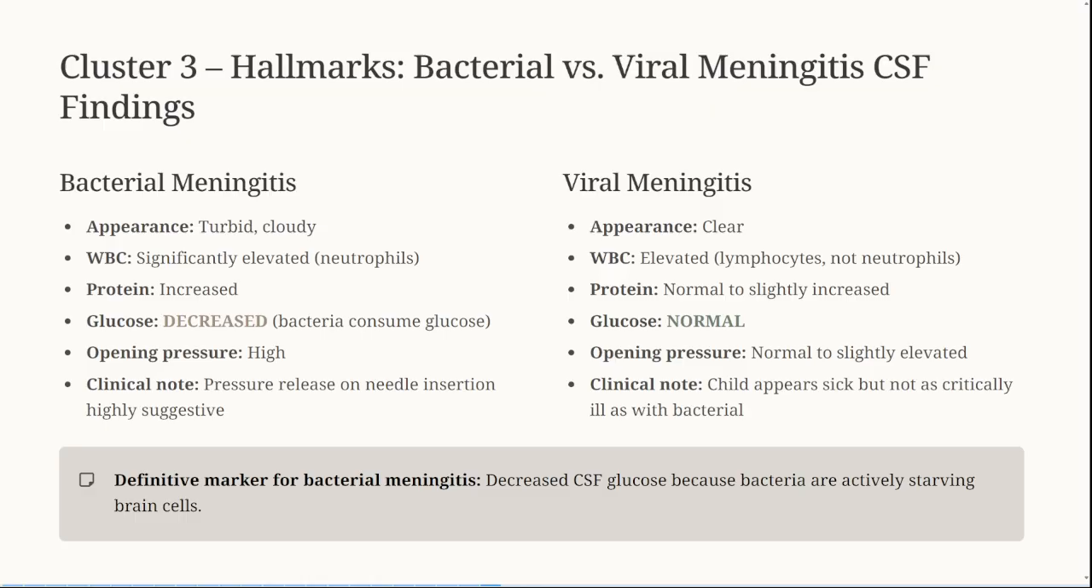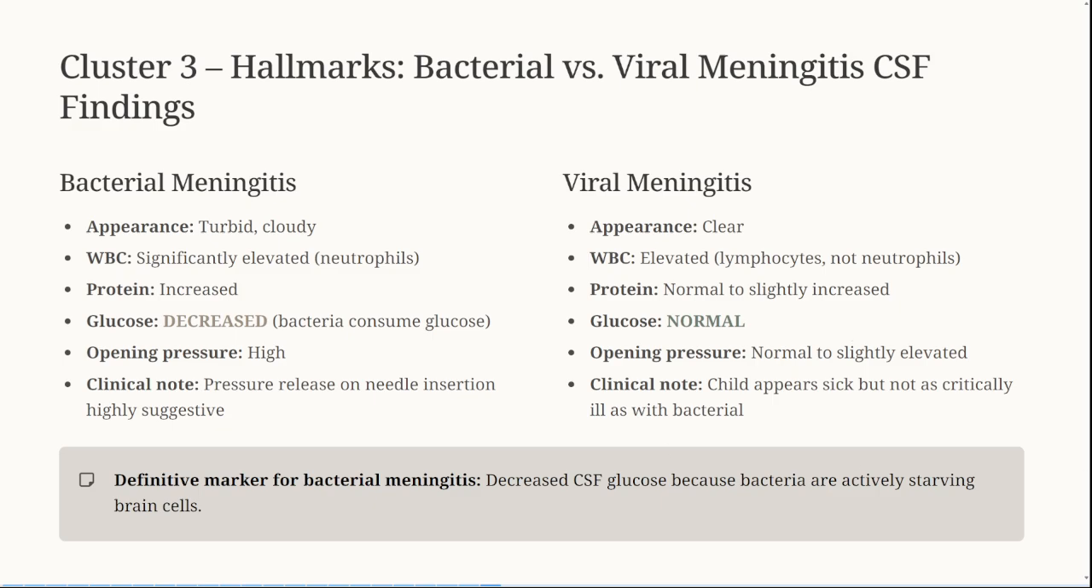You'll see increased protein content and a high opening pressure. But what's the definitive marker? The definitive marker is a decreased glucose level. And it's important to know why. It's because the bacteria are actively consuming the glucose, basically starving the brain cells. Wow. And if the physician notes a release of pressure when they insert the needle, that is highly suggestive of an acute bacterial infection.